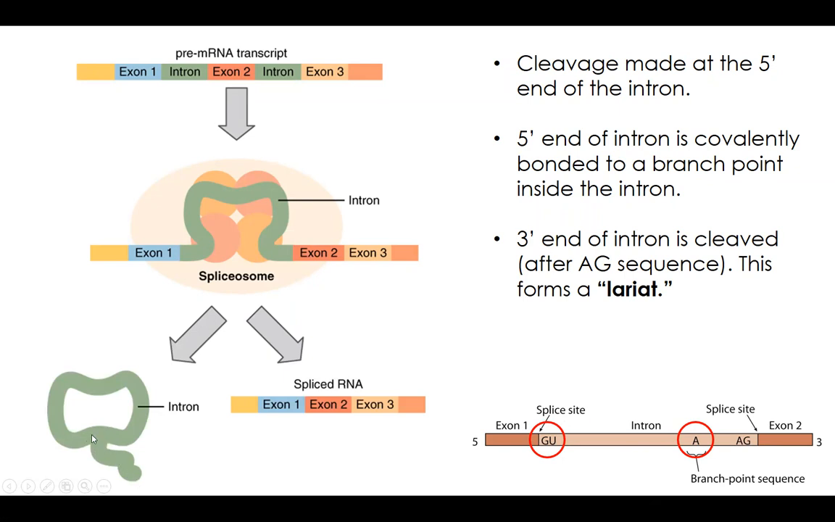So let's look at the breakdown of this. This would be the GU right here attached to that branch point A covalently. They are together forever now. We've just cleaved that 3' AG to release this. And then we have some exon joining complexes that will join covalently exon 1 and 2 together here. So the exons will be spliced together. Let's take a second to just look at a visual, an animation of how this happens.